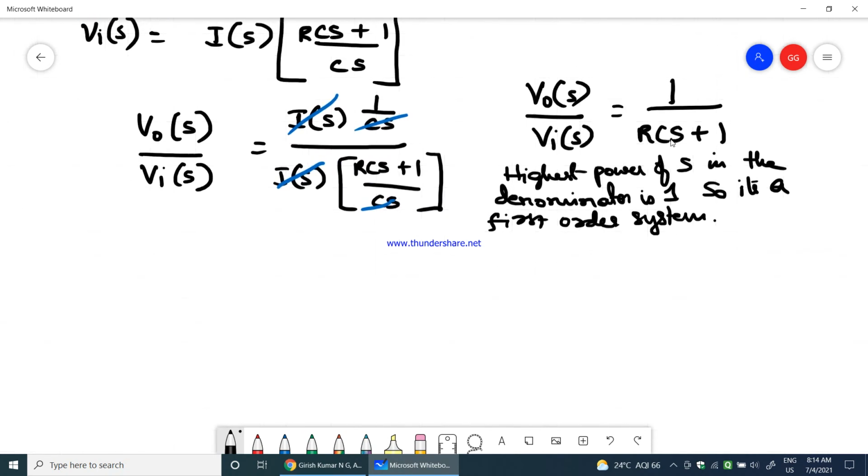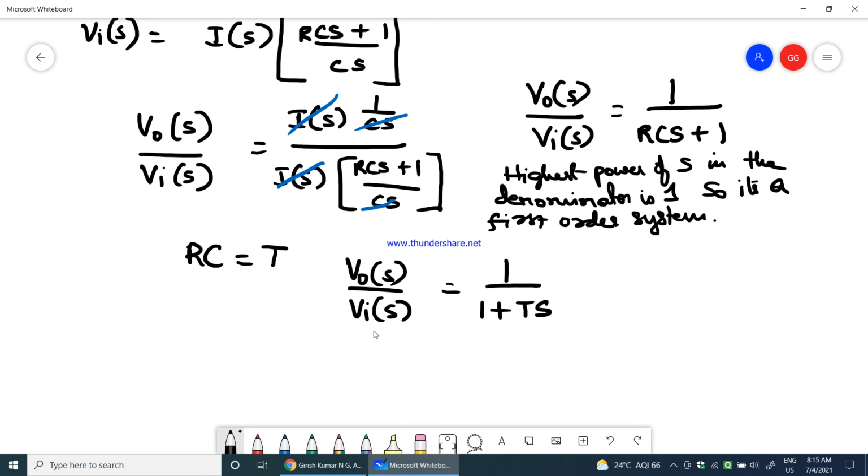Now if you see this equation, RC can be written as the time constant T, right? Normally when we find out the time constant, we see RC is the time constant. The value of R multiplied by C will be the time constant that we define for a filter circuit. Therefore V out of S by V in of S equals 1 over 1 plus Ts. So this is the equation for the transfer function of a first order system. I hope you got it.